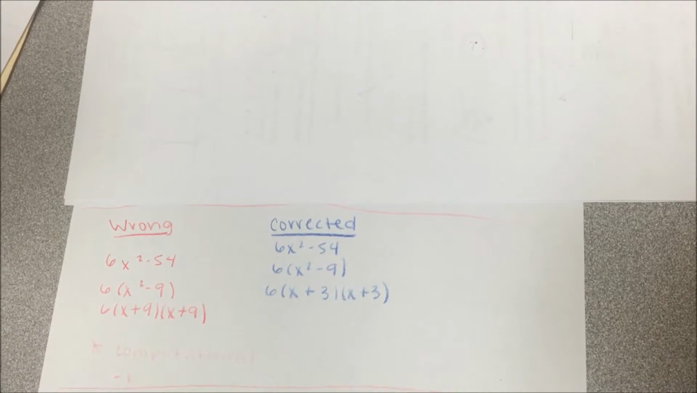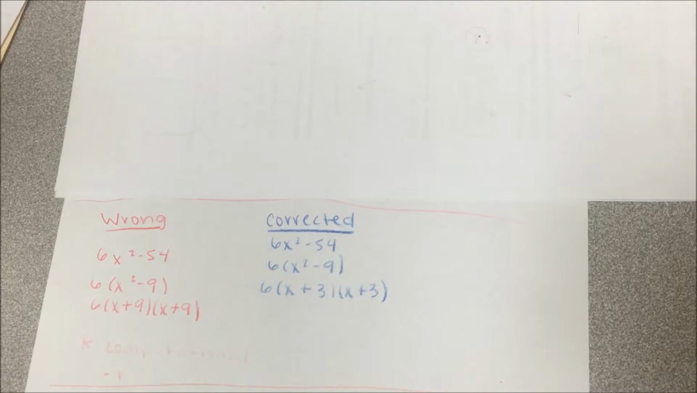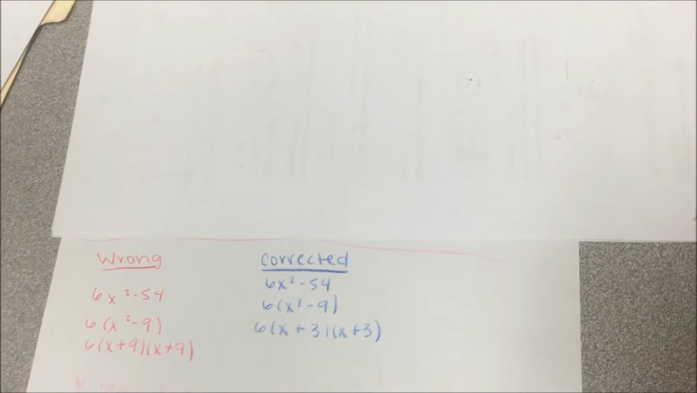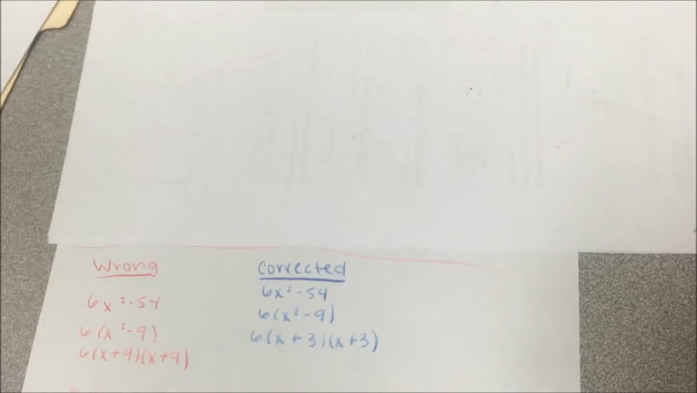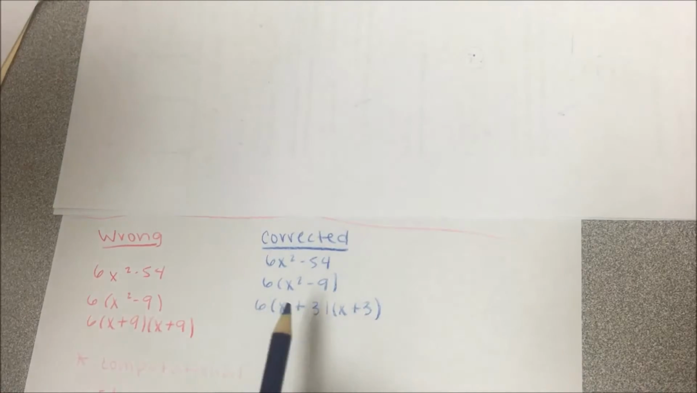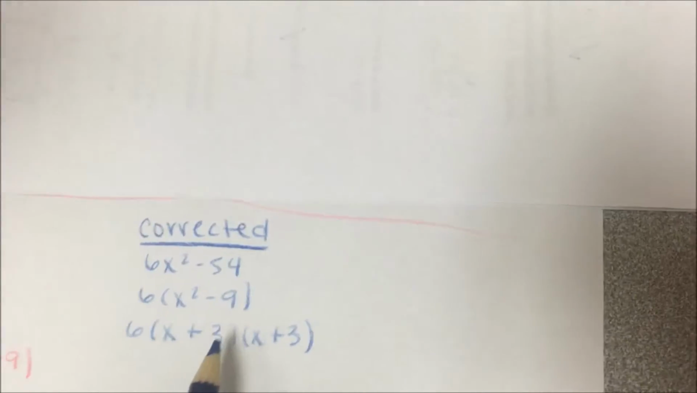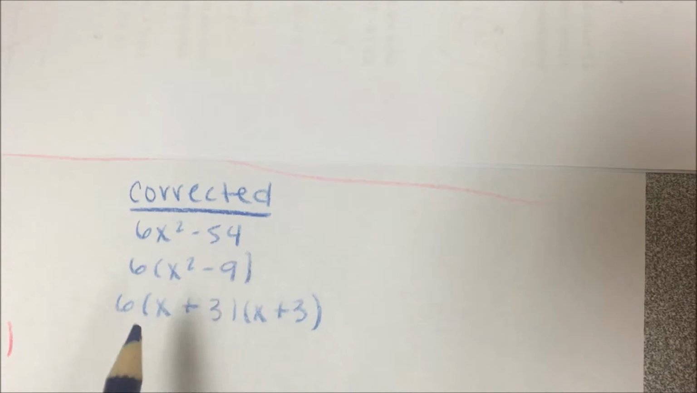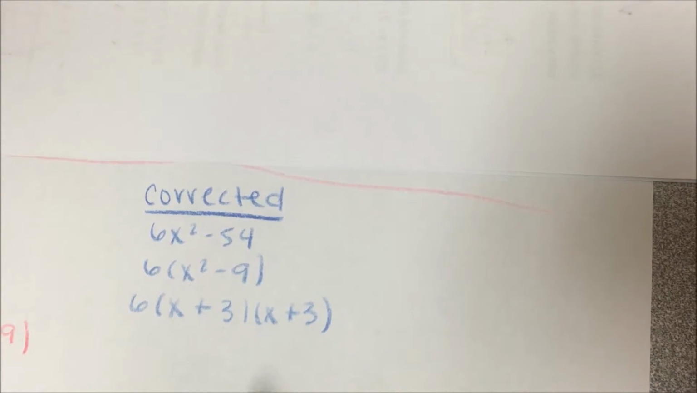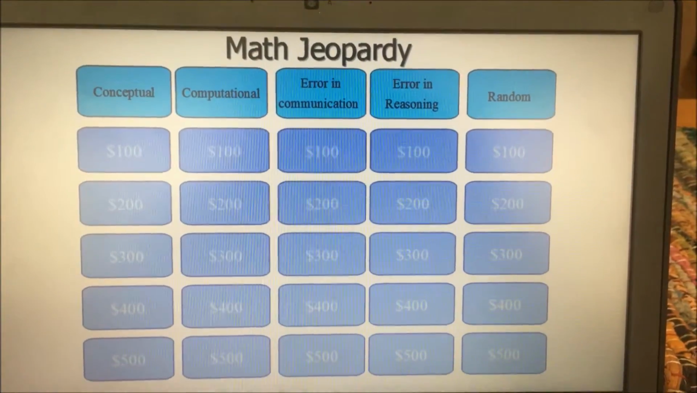Computational, minus 1. 6x squared minus 54. 6 parentheses x squared minus 9 parentheses. 6x plus 9, x plus 9. Let's see what they did wrong. Alright, so when we factor this, we pull out a 6, and that gives us x squared minus 9. And then when we factor this middle term, it's x plus 3 and x plus 3, not x plus 9, x plus 9.